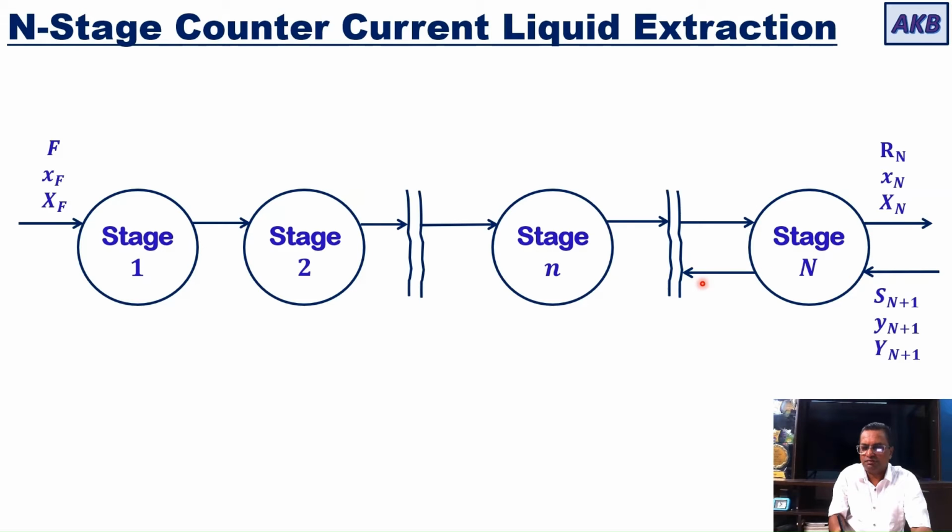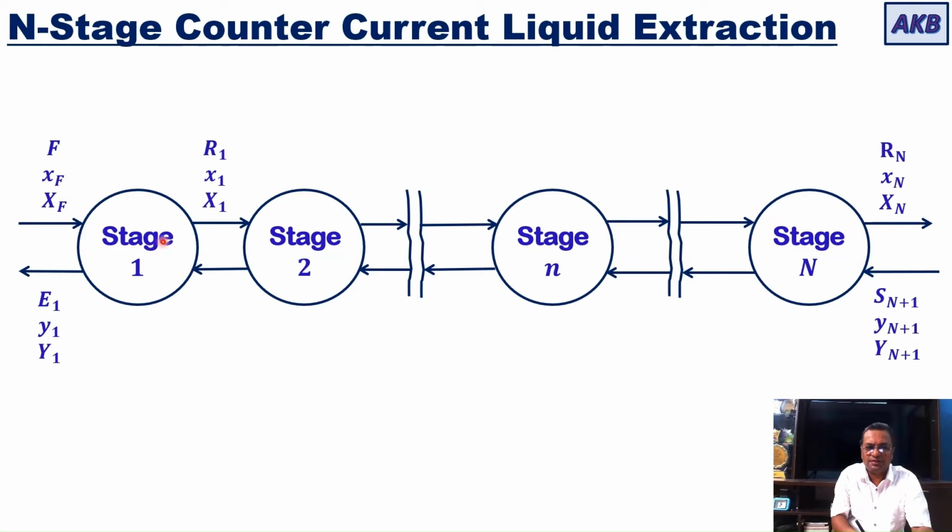From stage n, it will be moving to various stages that are lying within these lines. Then it will be coming to stage n. From stage n, again it will be moving through many stages that are included in these 2 lines. And then finally, it will be coming to stage 2. From stage 2, it will be coming to stage 1. And finally, from stage number 1, we are getting the final extract, which will be identified by these parameters.